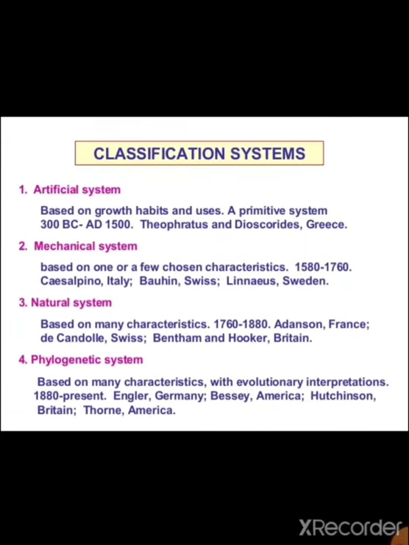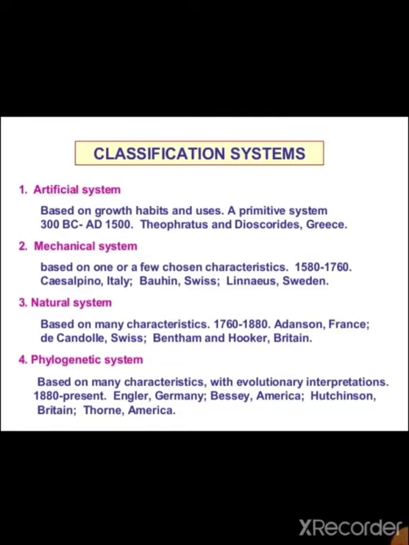Classification system types. First one is the artificial system, based on growth habits and usage, a primitive system, by Theophrastus and Dioscorides. Mechanical system, based on one or a few chosen characters: Caesalpino, Bauhin, Linnaeus.